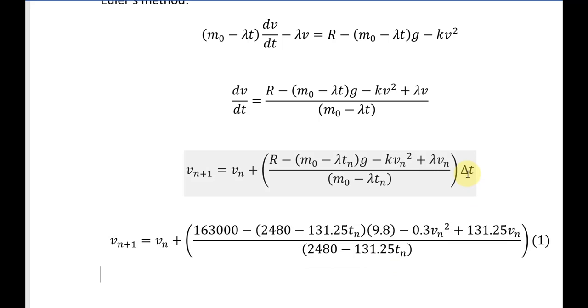I did an increment of 1 second because I tried it with smaller increments of time and it didn't really change, didn't make it more accurate. So it was simple enough to just leave it at 1 second increments. So I'm getting a velocity over the first 8 or 9 seconds using this in Excel. So I'll show you what that looks like.